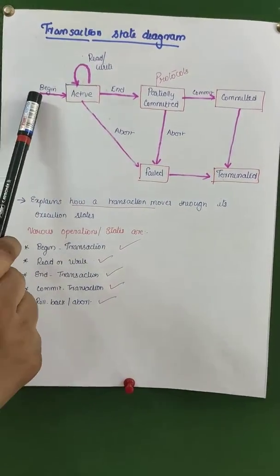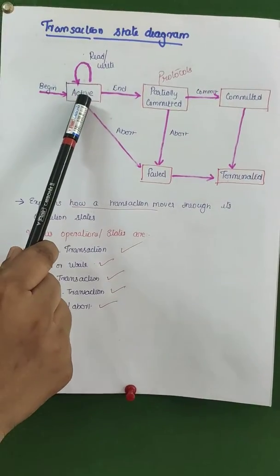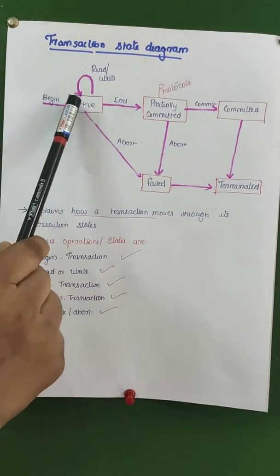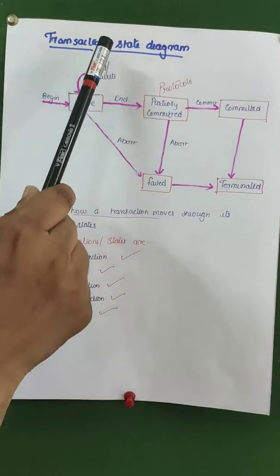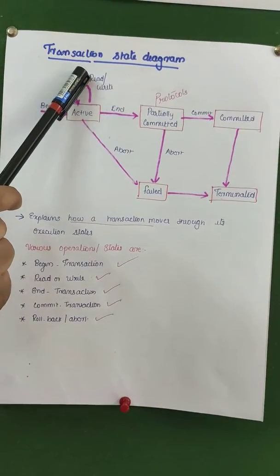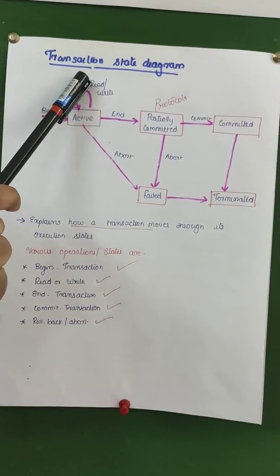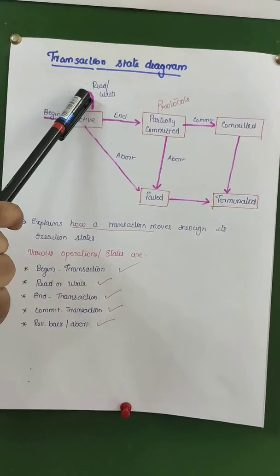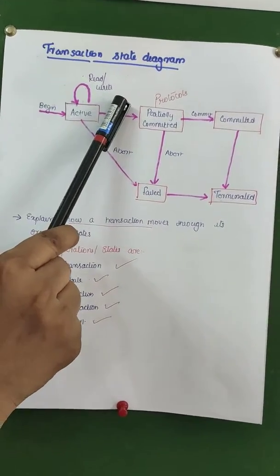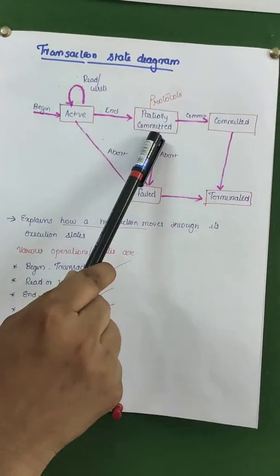Here, a transaction goes into an active state immediately after the beginning of the transaction. In the active state, there are two operations, read or write. Read means reading data from the database. Write means writing data to the database. When the transaction ends, it moves to the partially committed state.